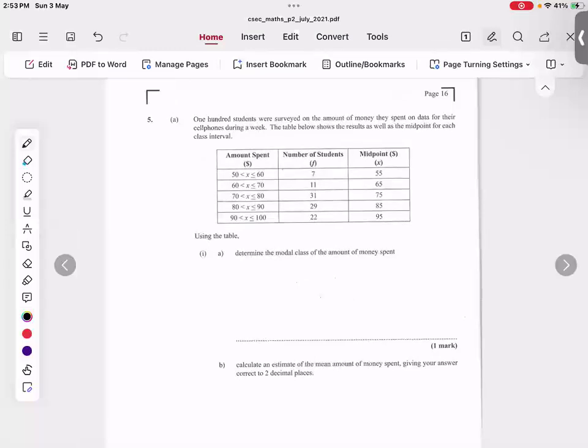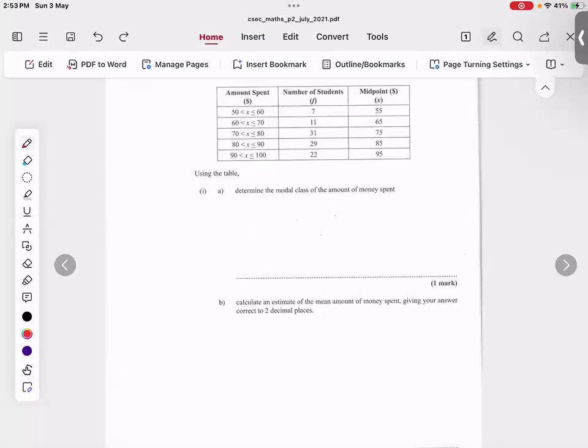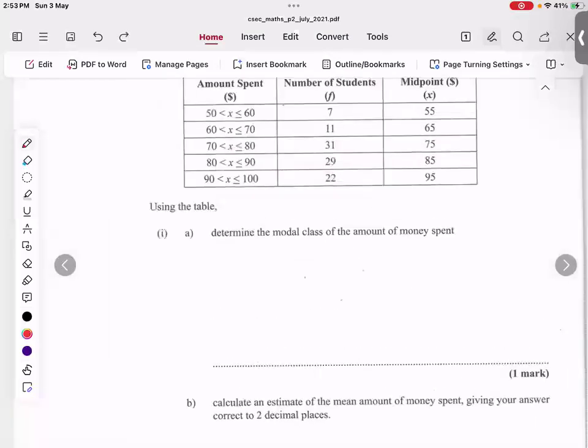All right, so 100 students were surveyed on the amount of money they spent on data for their cell phones during a week. So underline something. 100 students, that's the population, were surveyed on the amount of money they spent. The table below shows the results as well as the midpoint of each class interval. So we spoke about this already, guys, that these things over here are called class intervals.